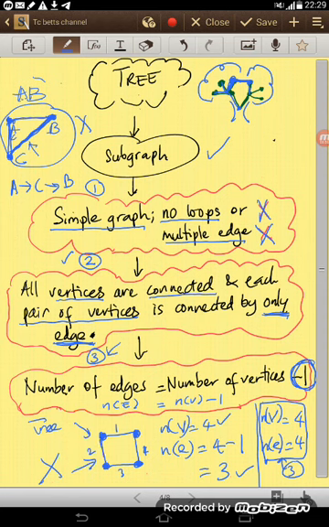So remember, even though all the vertices are connected, this is not a tree, the same as this one. In other words, you cannot have one cycle here. This is not a tree. Okay. So please remember all the 3 rules.